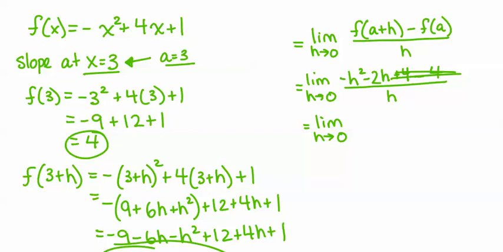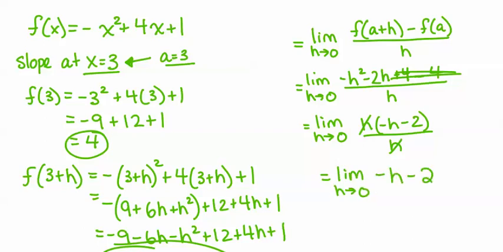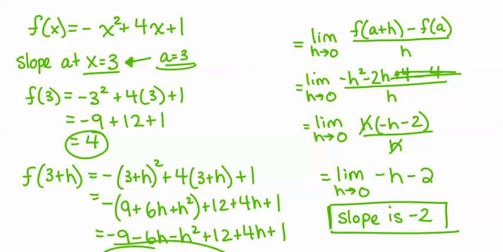And then if you notice, like I did before, I can factor out an h. So I just get negative h minus 2 over h. So the h's cancel, and I just get negative h minus 2. So looks like as h approaches 0, so pretend like you're pretty much just subbing in 0, the slope is approaching negative 2. So we say the slope is negative 2. So we know right at x equals 3, for this parabola, our slope is going to be negative 2. Awesome.